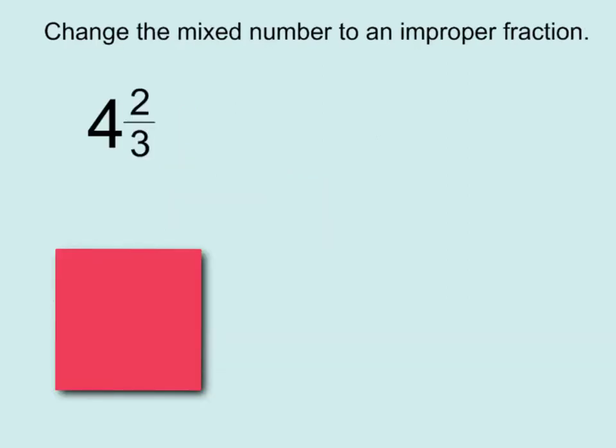Let's take a look at this example. On this example, my denominator says 3 because my whole is cut into thirds. So I have 4 wholes and 2 thirds. So the step is multiply denominator times my whole number, and then we add the numerator. So 3 times 4 is 12, plus 2 more is 13, 14. So I'm going to write 14 as my numerator. Remember, my denominator stays the same, so I have 14 thirds.